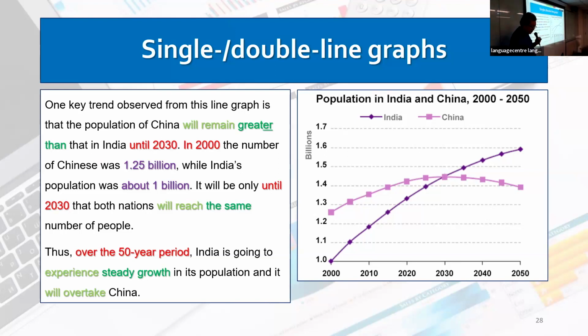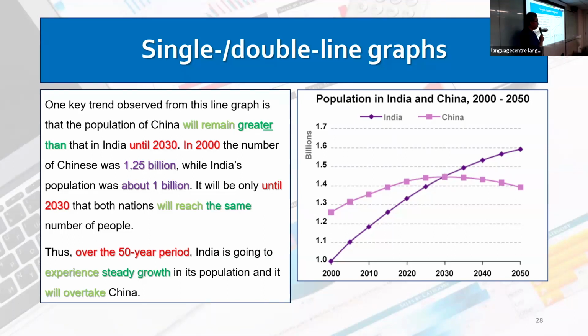One more example, this time using a double line graph about the population in India and China. By now you should be very familiar with the types of language features that we need to show when we are describing charts and graphs, right? These are language of comparisons through adjectives and verbs. And we use time markers, and we use words to report statistics.